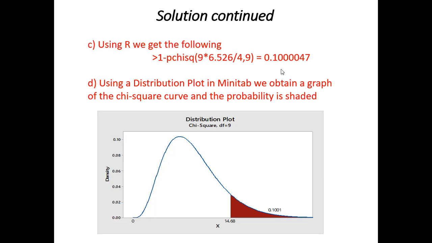To help visually see this, I put together something called a distribution plot in Minitab. Okay. So here we'll obtain a graph of the chi-squared curve for degrees of freedom 9, and the probability is shaded. So we have the distribution plot. Here's the curve. It's a little bit skewed. Okay. I enter 14.68 for my chi-squared. It shades this right tail and gives us the probability. Again, you can see this is 0.100, and this was rounded off a little bit. So that's what this looks like.